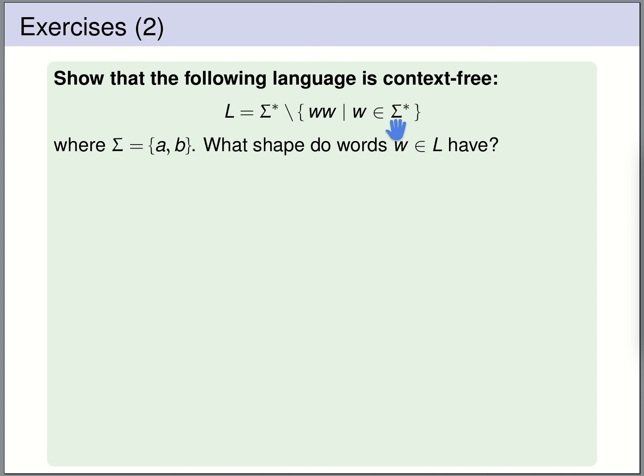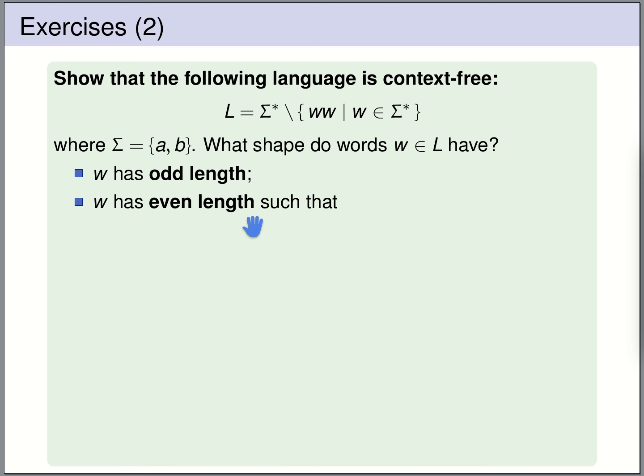Okay, so how do we do that? What shape do the words in our language L have? So first of all, if we have a word over sigma that has odd length, then clearly it is in L, because a word of odd length cannot be of the form WW. If we have a word of the form WW, a square word, then it must have even length. So words of odd length should be in L.